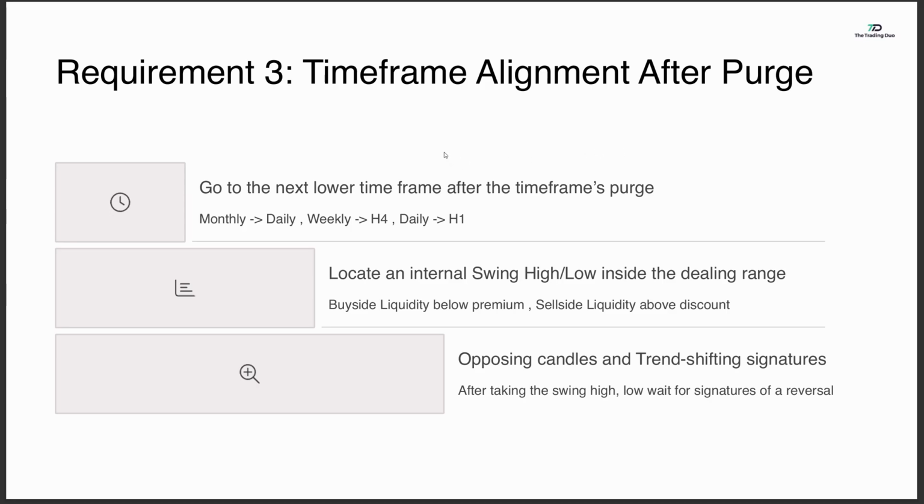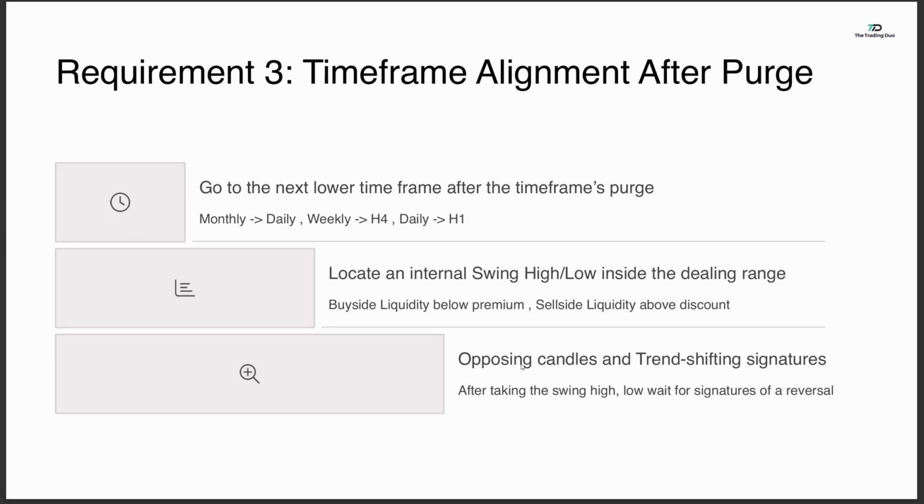We wait for a purge on the highs and then we go to the 4-hour time frame after being in the weekly. Here are the time frame alignments that I use with this playbook: monthly to daily, weekly to 4-hour, daily to 1 hour, and 1 hour to 5 minute. But I don't really trade the 1 hour and 5 minute time frame alignment.